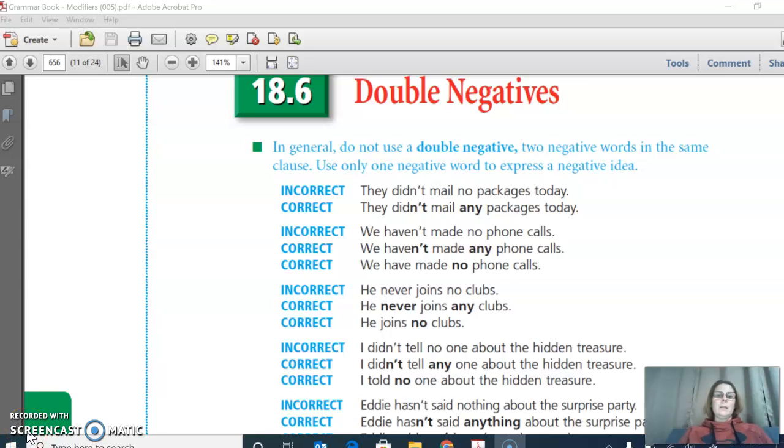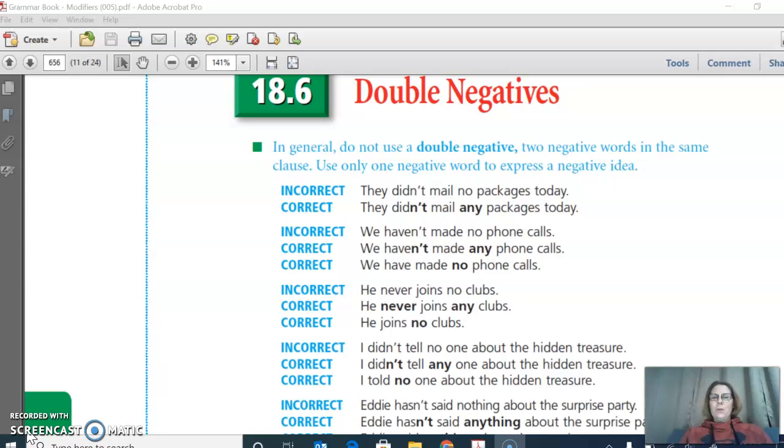This week's grammar lesson is about double negatives. In general, you do not use double negatives, which is two negative words in the same clause. You would only use one negative to express that negative idea. So, for example, it is incorrect to say they didn't mail no packages today. Instead, you would say they didn't mail any packages today.